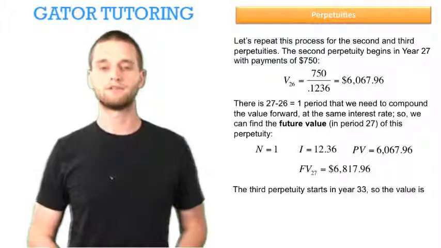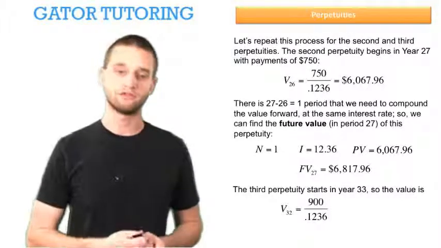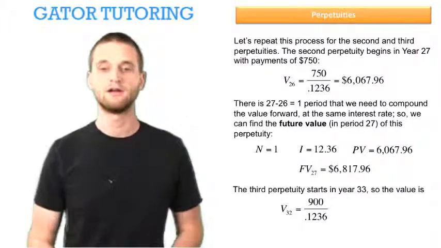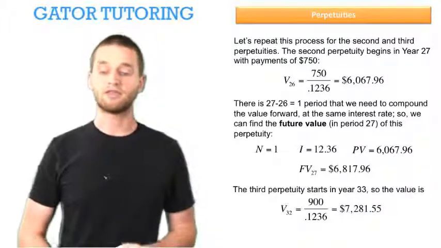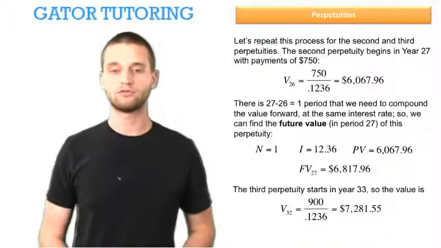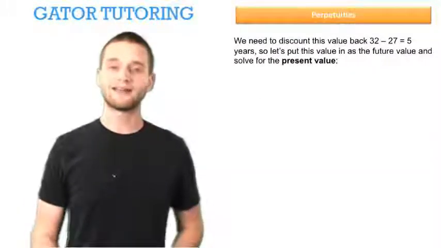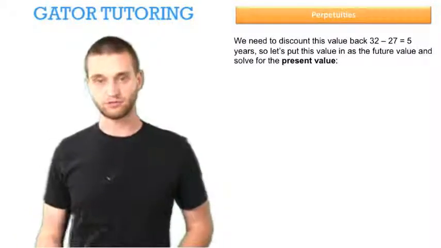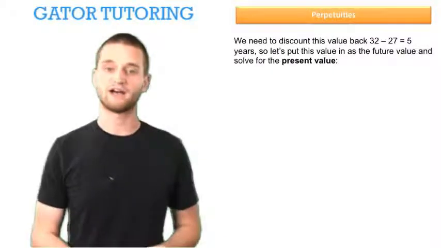The third perpetuity starts in year 33, so the value in period 32 is $900, which is the payment of the perpetuity every year, divided by 0.1236. And we see that the value of the third perpetuity in period 32 is $7,281.55. We need to discount this value back because it's in 32, which is past period 27, and we need to discount it back what the difference is, which is 5 years.